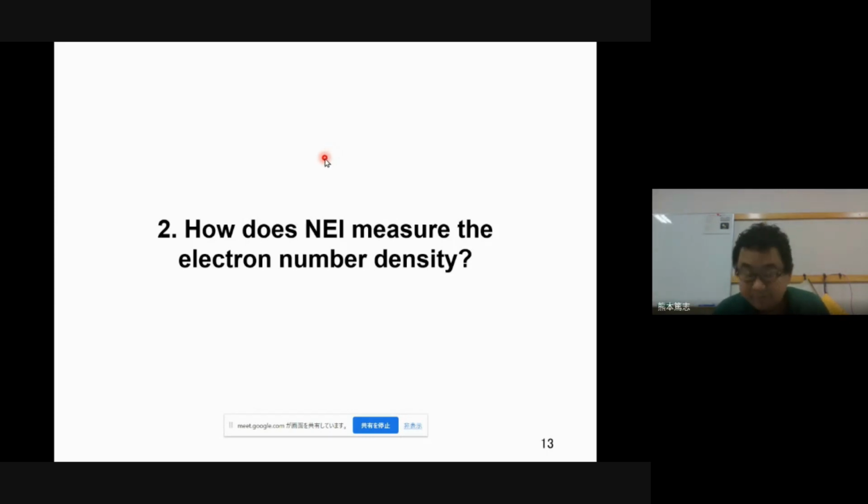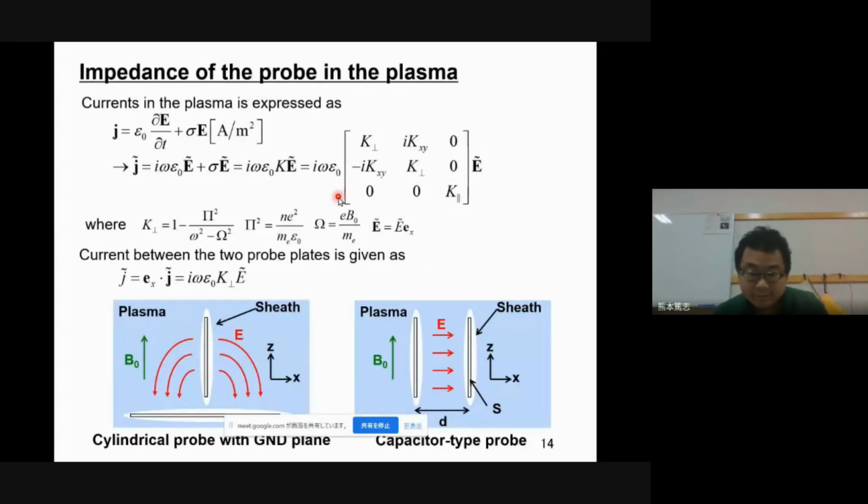We would like to move to the second topic. How does NEI measure the electron number density? In this talk, I have not yet explained how NEI can measure the electron number density. In order to simplify, we would like to replace the cylindrical metal probe with a capacitor type probe in the plasma.